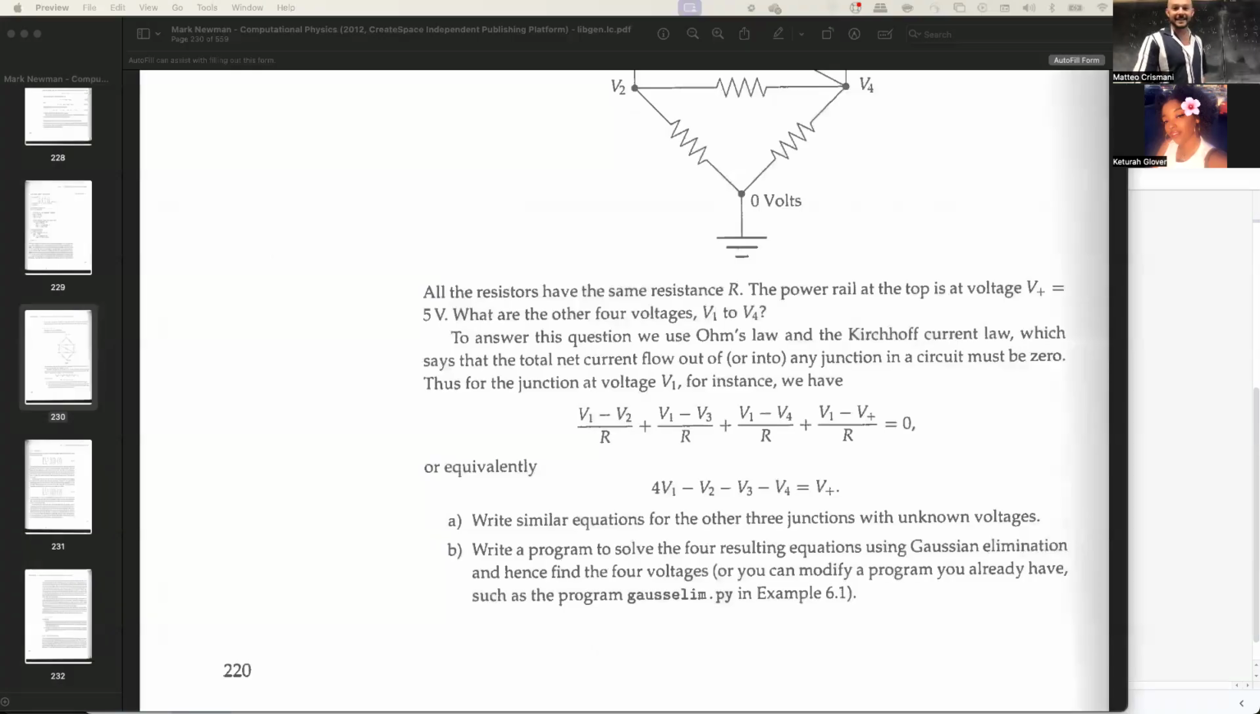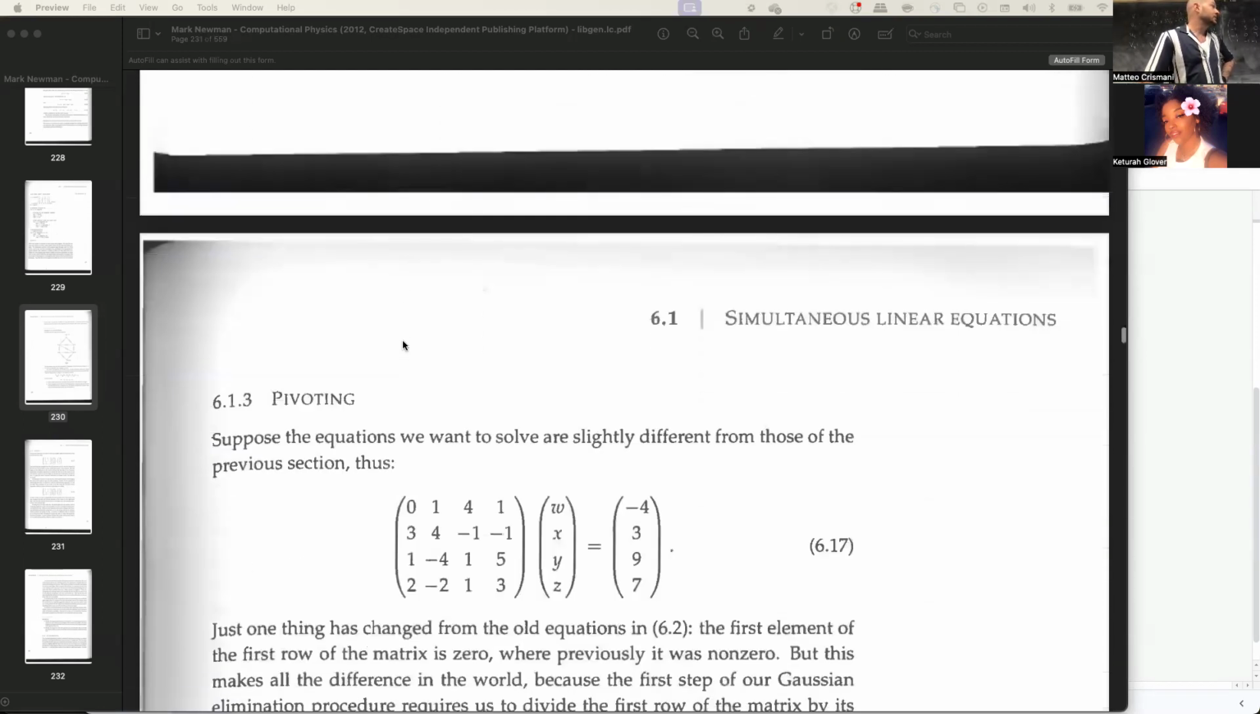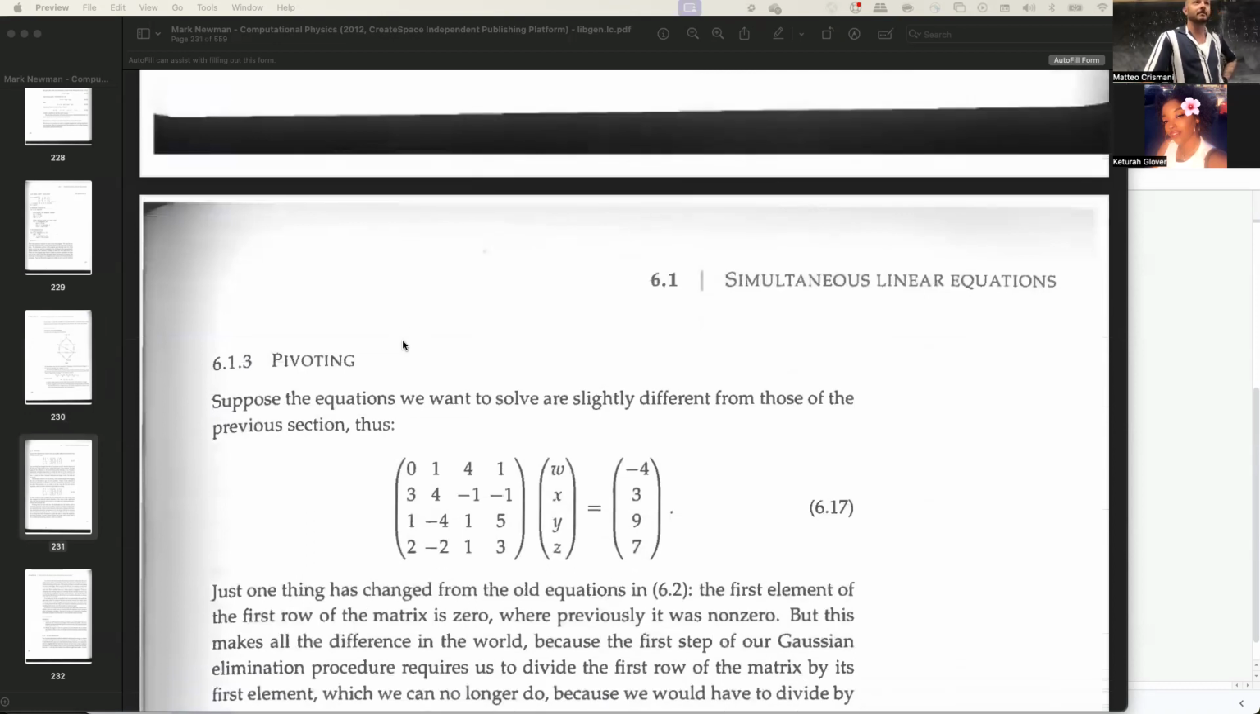All right, so let's continue. You learned how to do Gaussian elimination and back substitution. So now we'll talk about pivoting. Another one. Pivot.